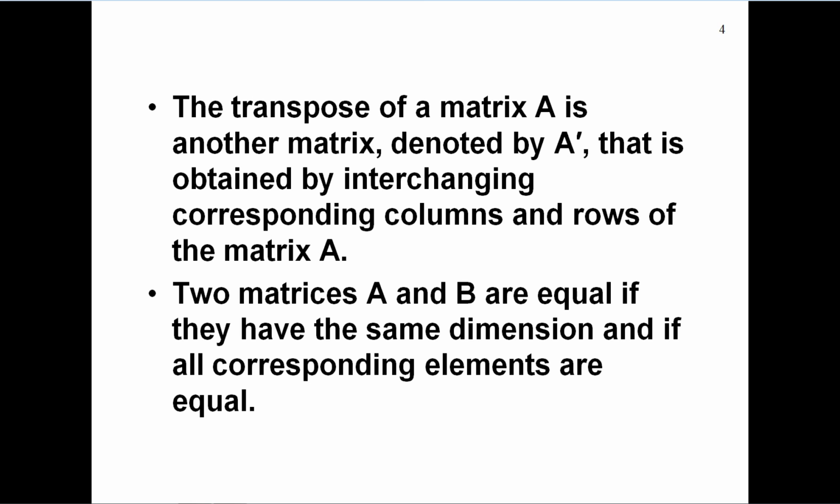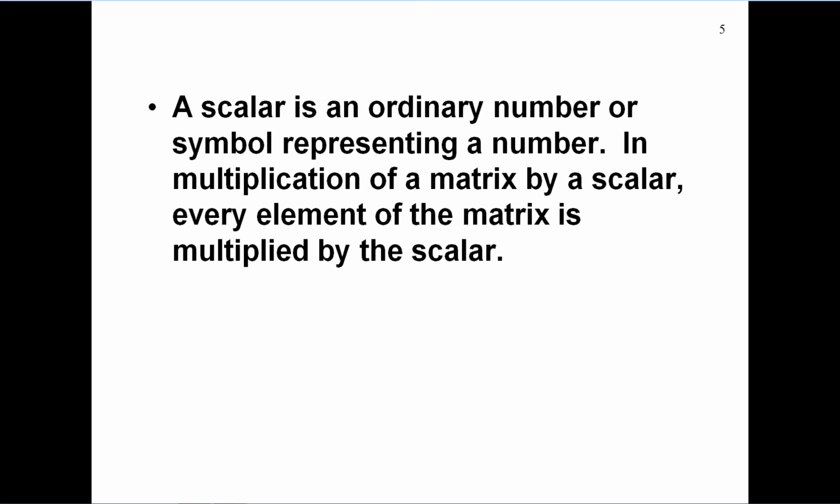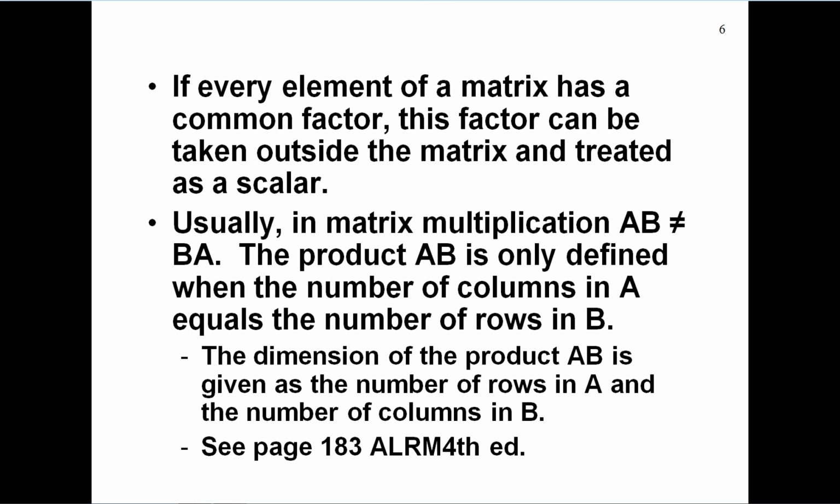Two matrices are equal only if they are equal element by element. Therefore, they have to be the same size. So every element in a matrix has to be equal to every element in the other matrix for them to be equal. A scalar is an ordinary number or symbol representing a number. In multiplication of a matrix by a scalar, every element in the matrix gets multiplied by that scalar or number. If every element has a common factor, that scalar can be factored out.